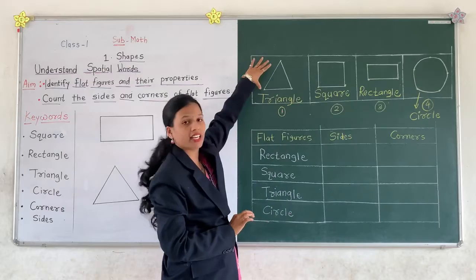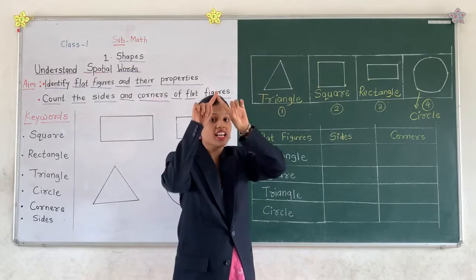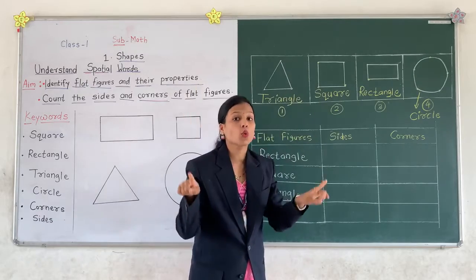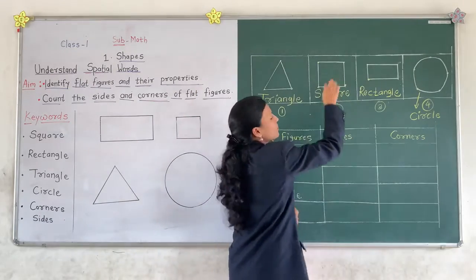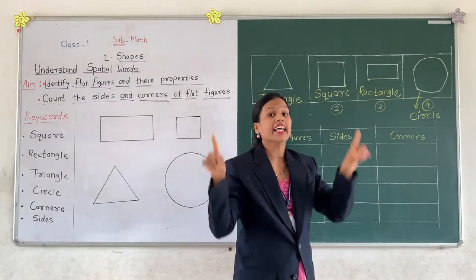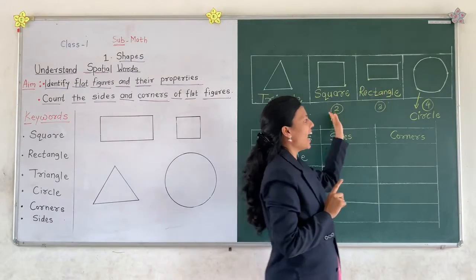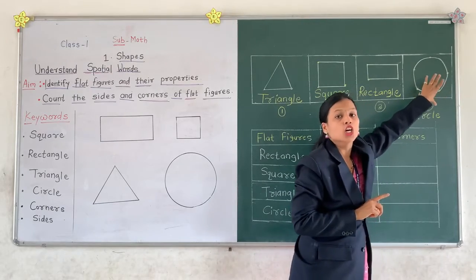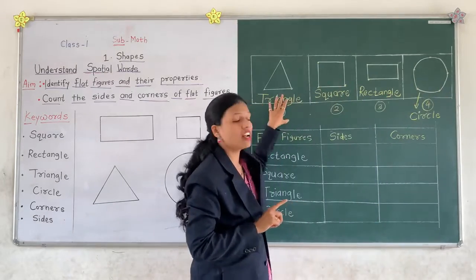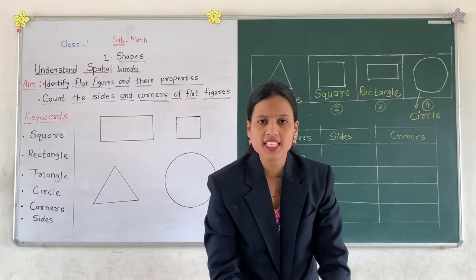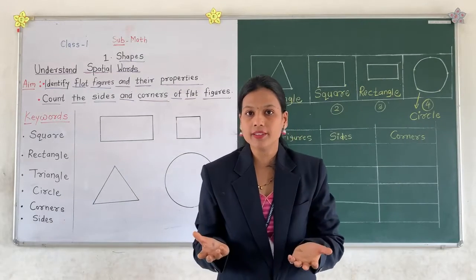One by one we will repeat again. This is triangle. Next is square. What shape is it? Square. The third one is rectangle. And the last one is circle. So these shapes are flat shapes. Okay students, flat shape means that we can draw it on paper.